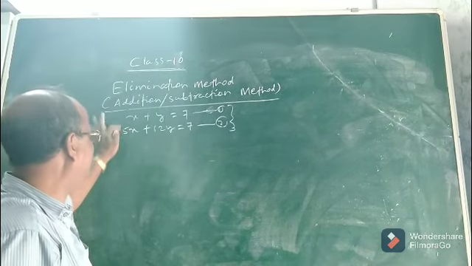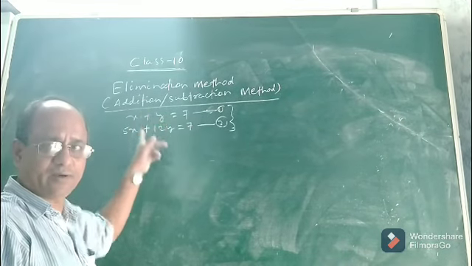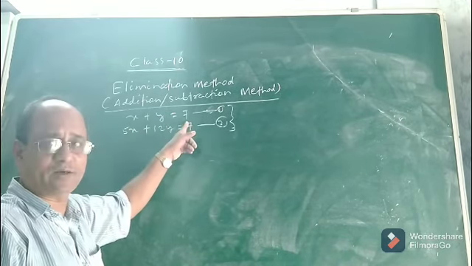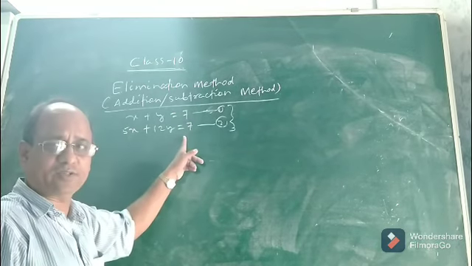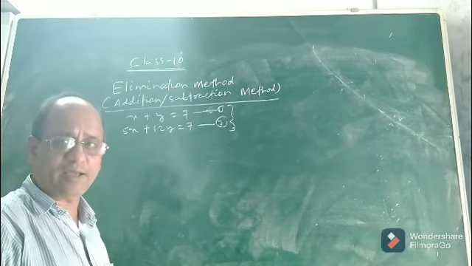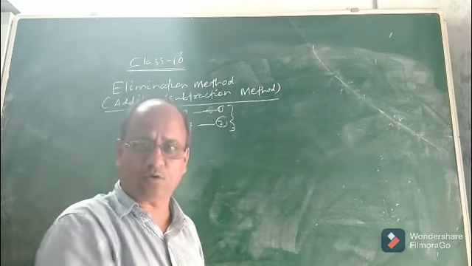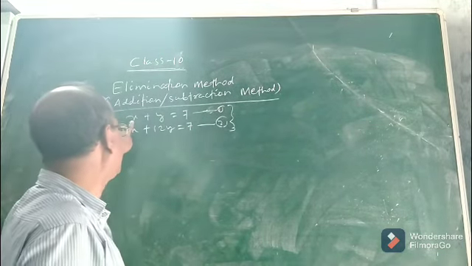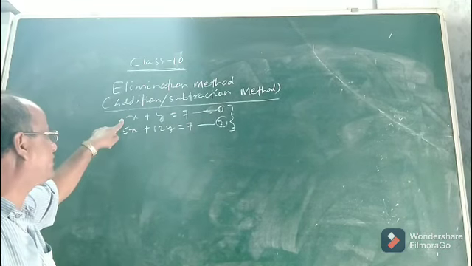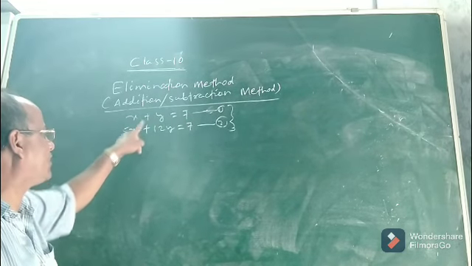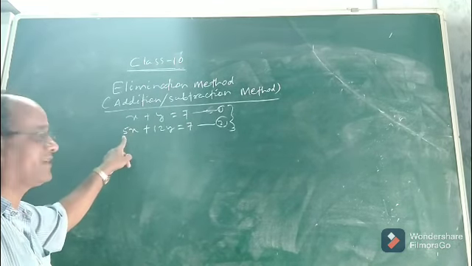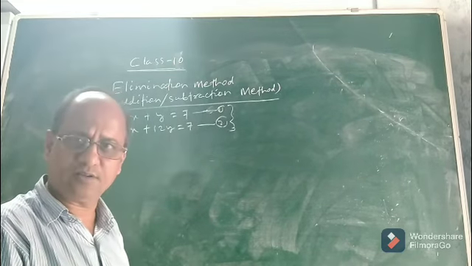Suppose you are given a system like this. This is one linear equation in two variables, this is another linear equation in two variables. You want to solve it by the elimination method, elimination by equating the coefficient. What is the coefficient? The coefficient of x here is 1, the coefficient of y here is 1, the coefficient of x in the second equation is 5, the coefficient of y in the second equation is 12. So how will you solve this pair by equating the coefficient? What is the principle? Let us discuss today.